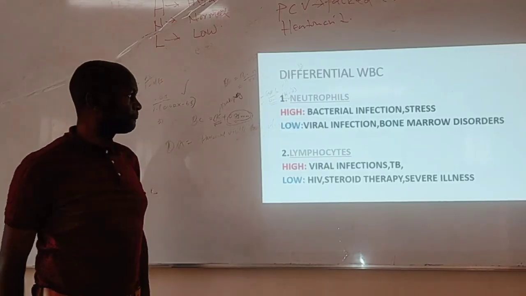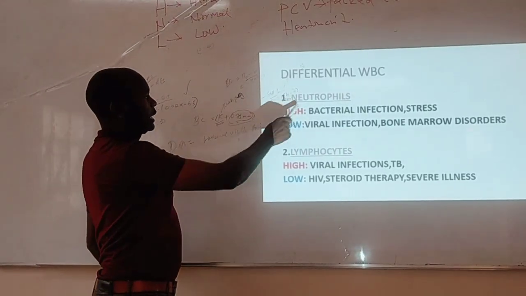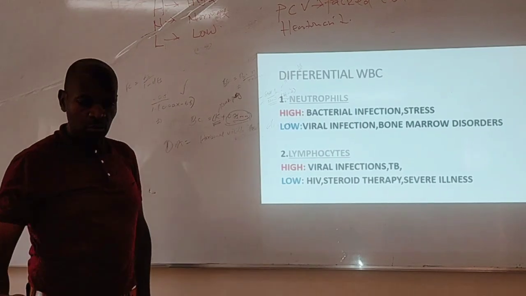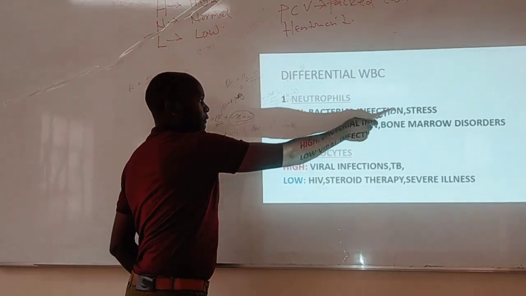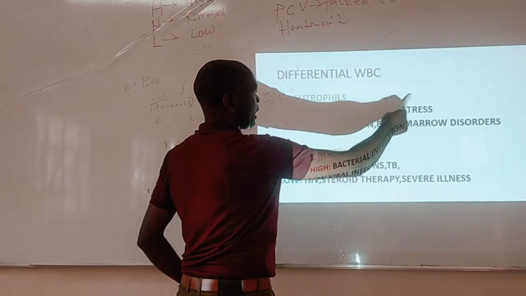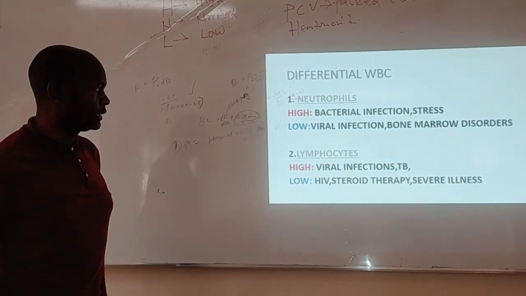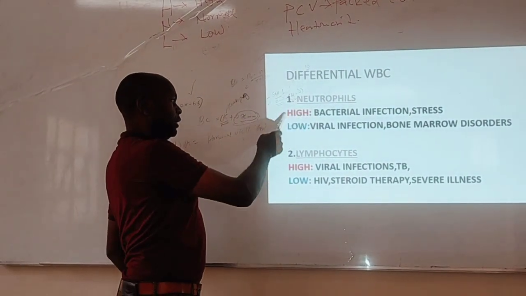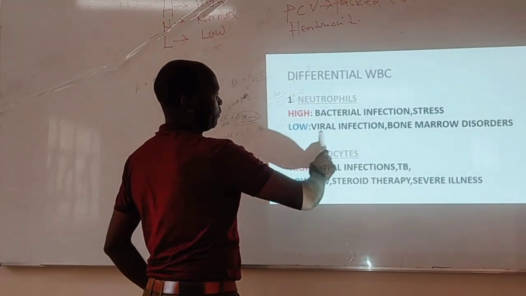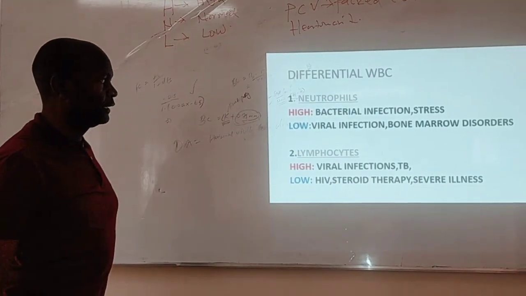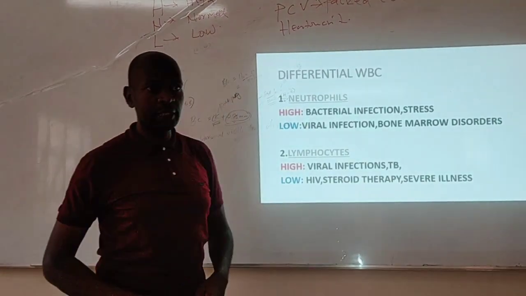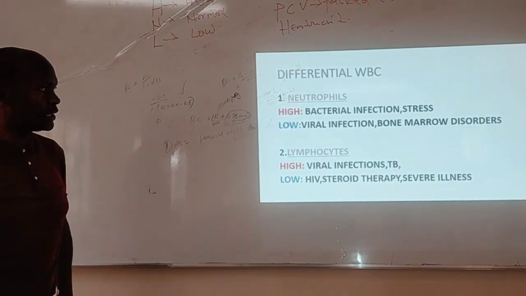So when we look at the differentials of the white blood cells, we can start with the neutrophils. When the neutrophils are high, then there are high chances that this patient could be having a bacterial infection, or this patient could just be in a stressful state. And when the neutrophils are low, the chances are this patient could be having a viral infection, or it could just be a bone marrow disorder where these cells are produced.